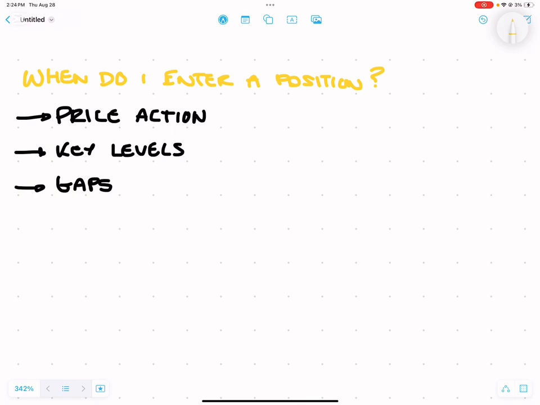All right, so today we're going to talk about price action. What does that mean? How do I use it? We're going to talk about key levels, and we are going to talk about gaps. Okay, these are the three instances when and where I enter for positions.